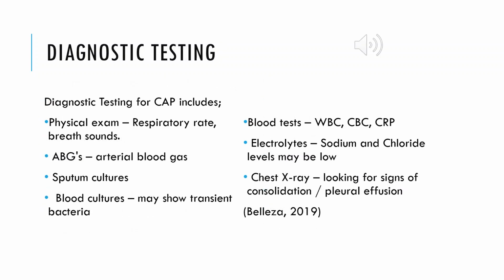Diagnostic testing associated with community-acquired pneumonia includes a physical exam, respiratory rate and breathing sounds, ABG, which is arterial blood gas, sputum cultures. Blood cultures may show transient bacteria, blood tests, electrolytes, sodium and chloride levels may be low, chest x-ray looking for signs of consolidation and fluid effusion.